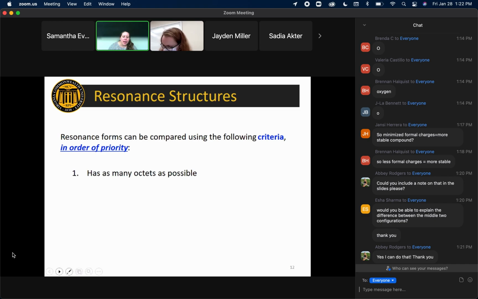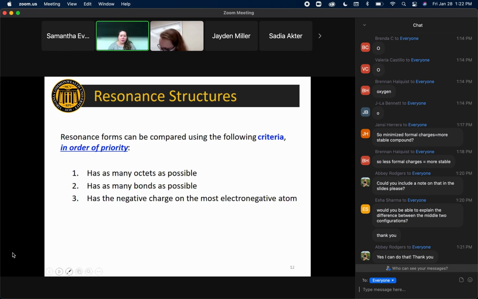Okay. Next, if that doesn't help you find the one resonance structure that's the most major contributor, check and see if one has more overall bonds than the other. They all have the same number of electrons, right? But electrons that are living in bonds are going to give stability relative to electrons that are living as lone pairs. If all of those things are equal in all of the resonance structures you're looking at, and you can't differentiate a major contributor, then you start looking at formal charges.